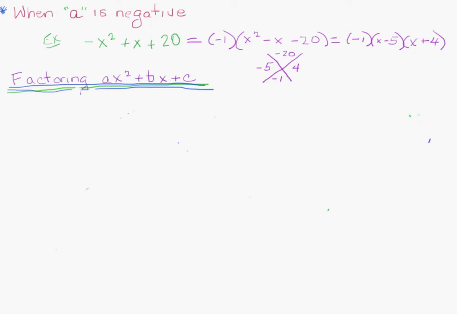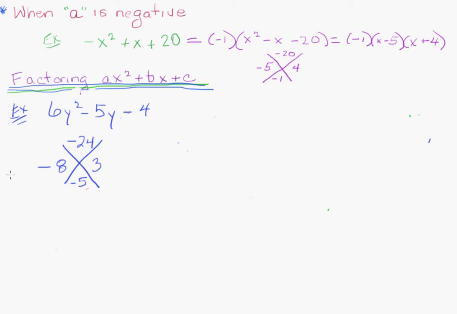Let's take a look at one with a negative value. So I have 6y squared minus 5y minus 4. So I make my cross. I multiply 6 times negative 4, and I get a negative 24. And in the bottom, I put my b value, the negative 5. Okay, so I think of numbers that multiply to negative 24 and add to negative 5, and I realize it's negative 8 and 3.